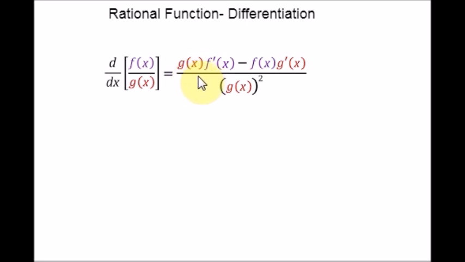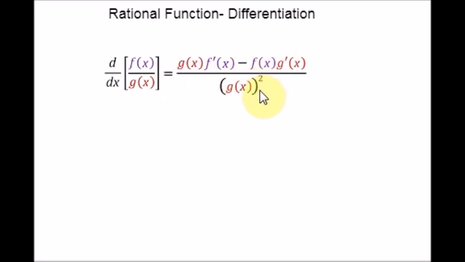This is a formal rule for differentiating problems where one function is divided by another. Okay, it also follows from the limit definition of the derivative. So the derivative of any rational function, numerator over denominator, is equal to denominator times derivative of the numerator minus numerator times denominator's derivative, divided by denominator the whole square.